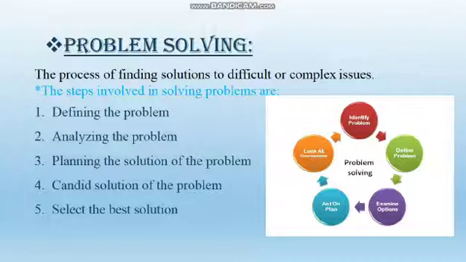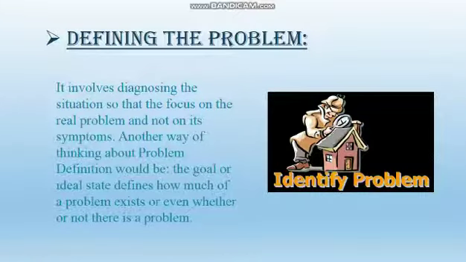So for solving a problem in a computer, a programmer must follow all these steps for developing the best solution. The steps are defining the problem, analyzing the problem, planning the solution of the problem, candidate solution of the problem, select the best solution. For finding the best solution of the problem, programmer must follow step by step all these steps. Okay, let's start with the first step, that's defining the problem.